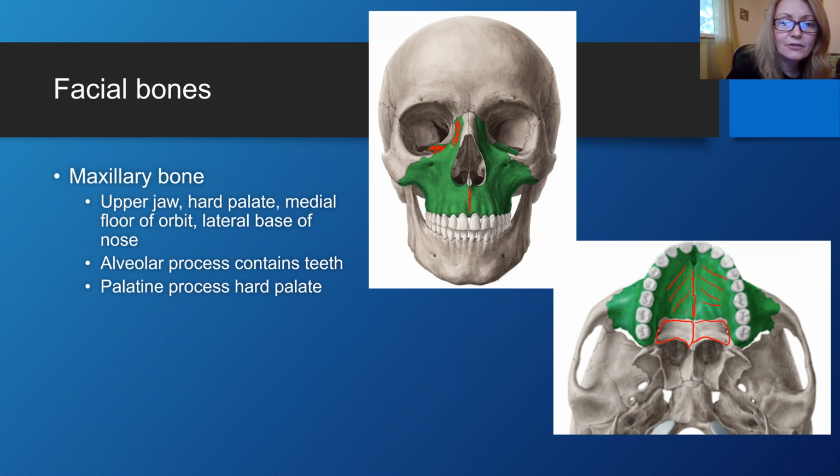It has alveolar processes, right? So here's our alveolar processes that contain teeth. And we already said this forms part of the palate, and those processes are called palatine processes. So right there, palatine processes.